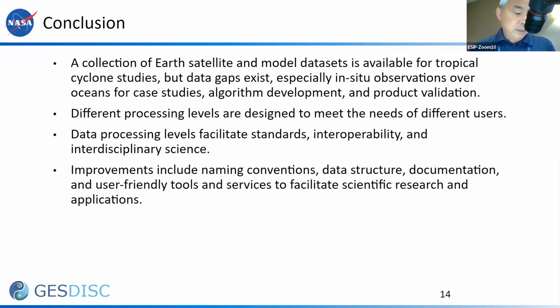And improvements, including naming conventions, data structures, documentations, and user-friendly tools and services to facilitate scientific research and application.